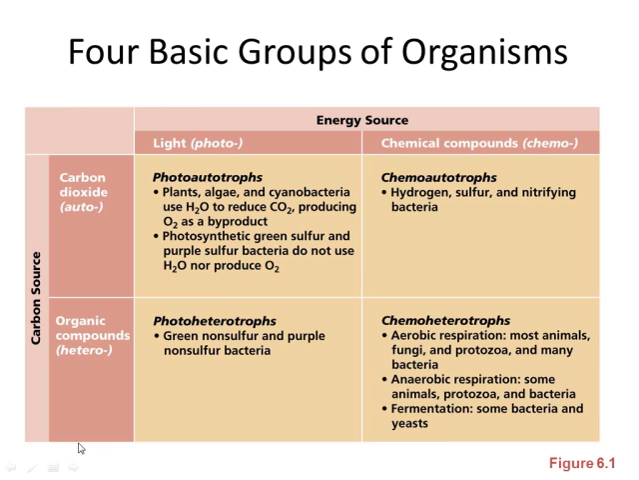Now here's a nice figure. It's not in your textbook. I took this from someplace else, but I think it's good to study from. There are 4 basic groups of organisms, and we group them based on 2 things. Where do they get their energy, and where do they get their carbon?